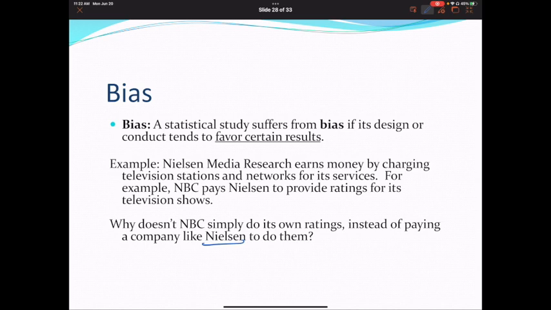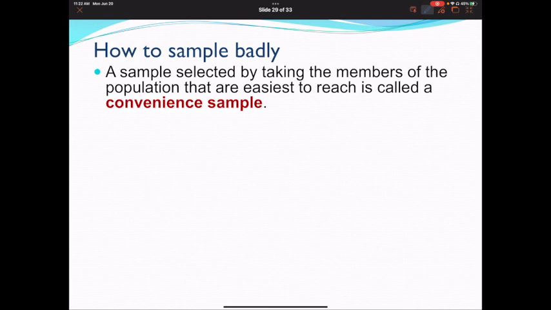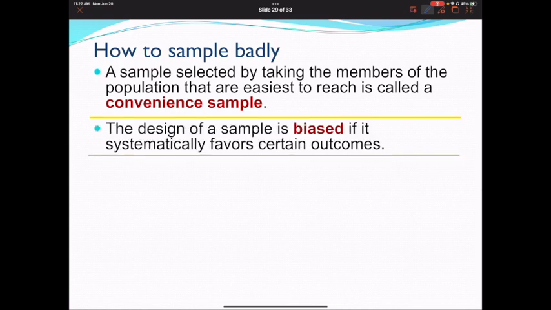So, how could I sample badly? Well, a sample that's selected by taking members of the population that are easiest to reach is called a convenience sample. And that's not your best way to sample. It's really not. The design of a sample is biased if it favors certain outcomes, and the location of where you're conveniently sampling people, depending on the population makeup of where you are, could introduce bias.